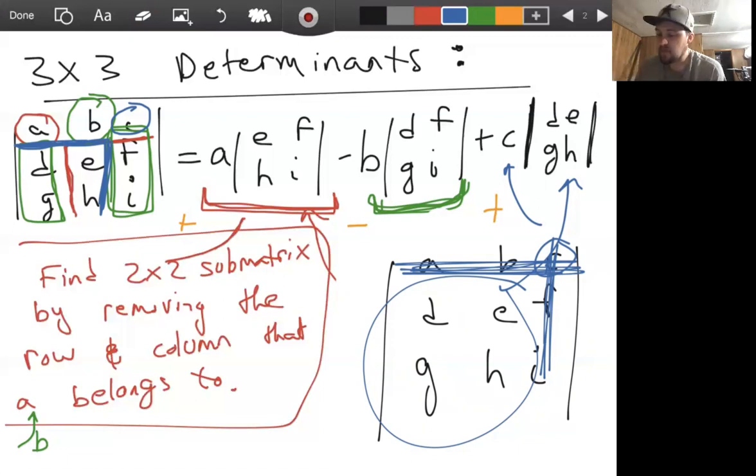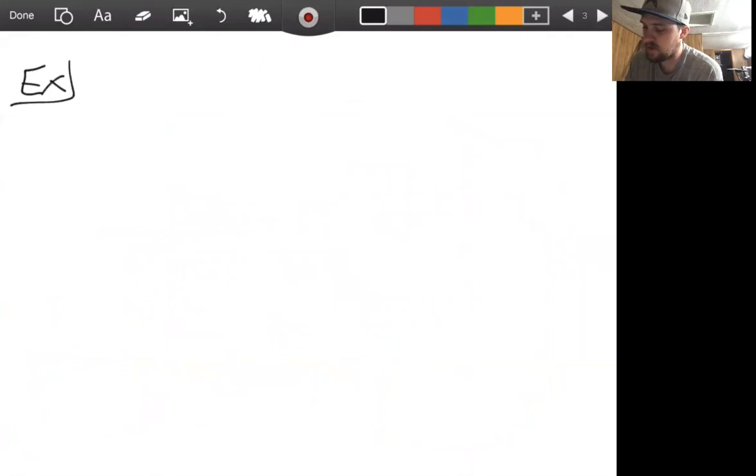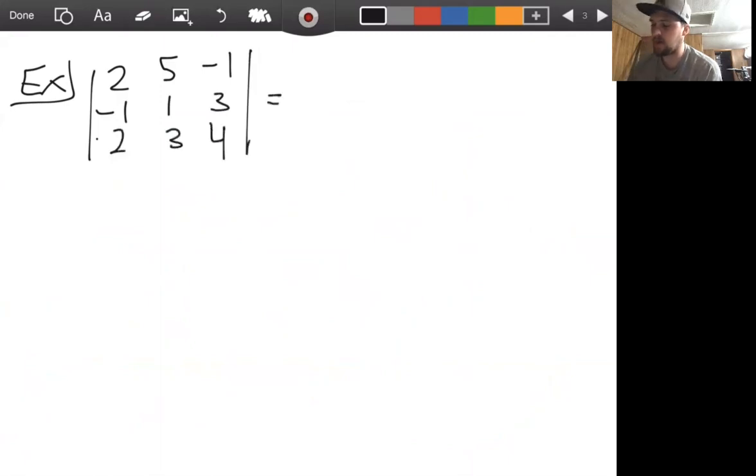You can just look at the numbers and say, okay, A times this determinant minus B times this determinant plus C times this determinant. Okay, and so let's do an example here, so we can start to get comfortable with doing this, right? Let's find the determinant of the matrix 2, 5, -1, -1, 1, 3, -2, 3, 4, okay? And so what do we do first?